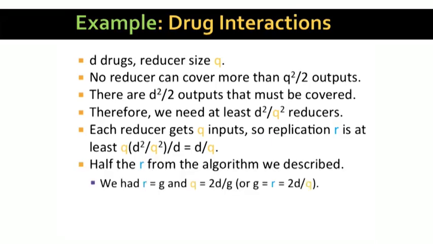Notice that the lower bound, r greater than or equal to d over q, is half the replication rate that the algorithm we described using g groups uses. If you check back to that discussion, you'll find that we had r equals g, the number of groups, and also q was 2d over g. If you turn this equation around, you get g equals 2d over q, or r equals 2d over q, since r and g are the same.